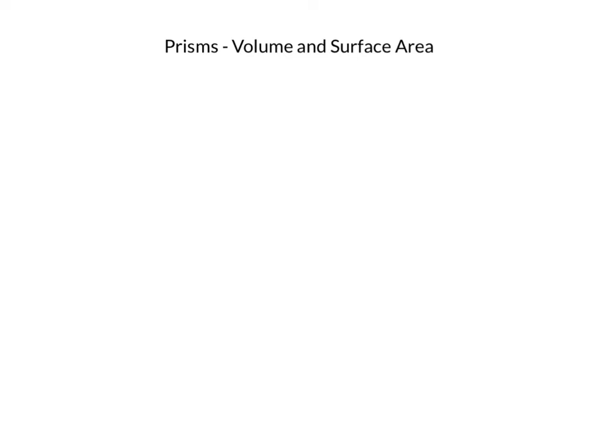Hello everybody, so today we're going to talk about a category of 3D shapes called prisms. Now you may not have heard the term prism before, but a prism is any shape that we can cut through a cross section of at any point and the shape will still be the same. So we can have a prism that is triangular, and no matter where we cut through this prism, we will always get a triangle that is the same dimensions, like this.